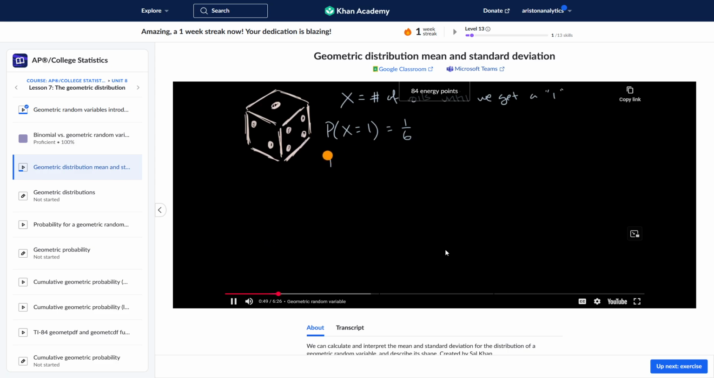Well, what's the probability that x is equal to 2? Well, that means that on the first roll, we get something other than a 1. So that is going to be 5/6. And then on the second roll, we get a 1. So that has a 1/6 probability. And we could keep going.